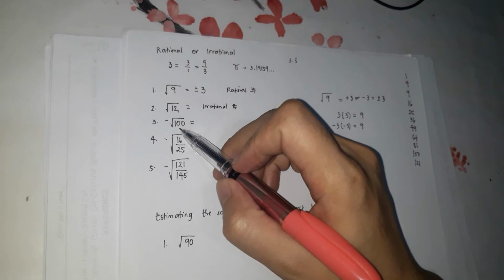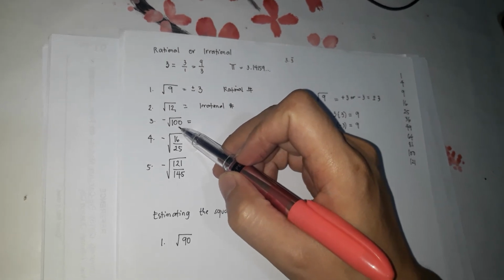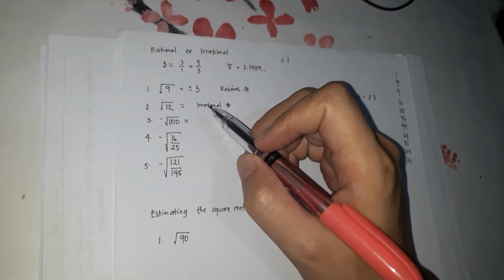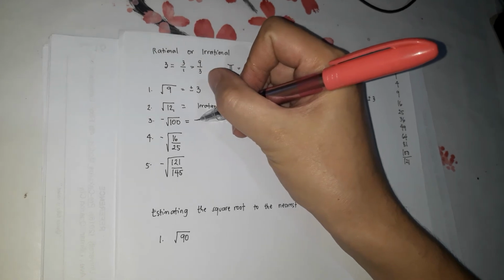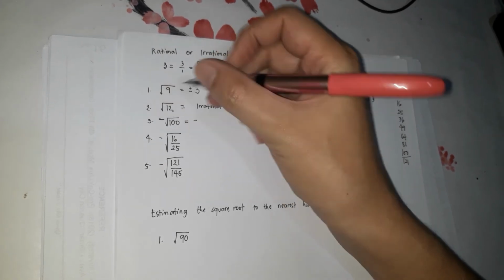Next, negative square root of 100. So, anong number kapag i-times mo sa sarili niya, the answer is 100? Here, there's also a number here. So, it means it's a perfect square ang 100. Ibig sabihin, may number na kapag i-times mo sa sarili niya, the answer is 100. So, that is 10. Alam mo kung negative, kasi may negative dyan, isulat mong negative.